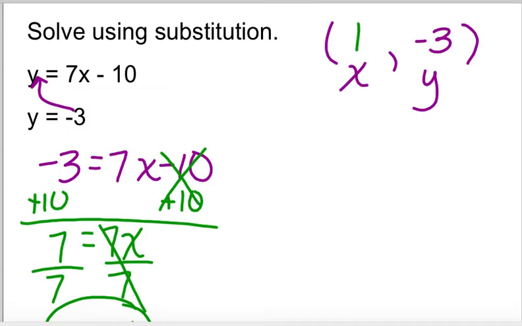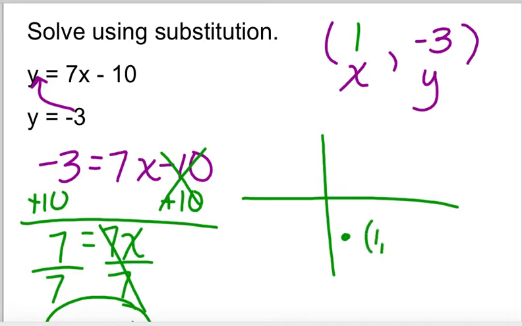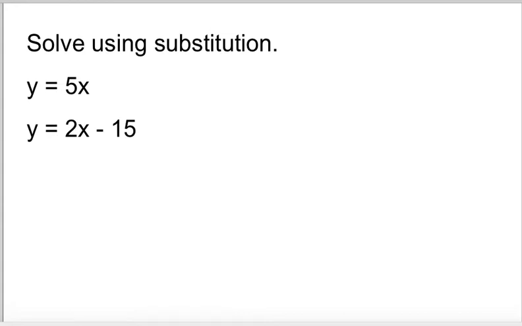If you were graphing these two lines on the coordinate plane, guess what would happen? Where x is 1 and y is negative 3, that's where your lines would cross. Somewhere down there. Pretty cool, huh? Let's keep going. This is one that's going to require a little bit extra work.